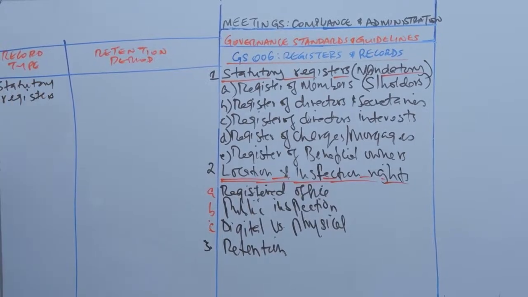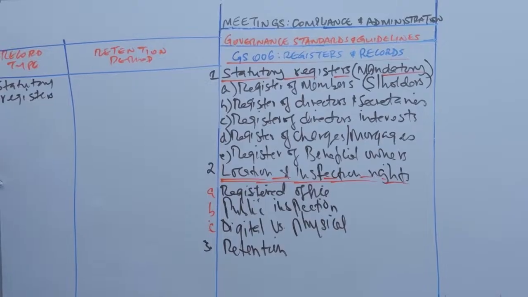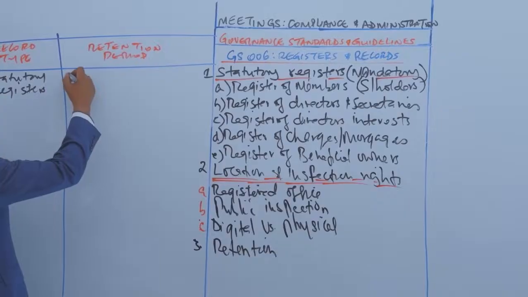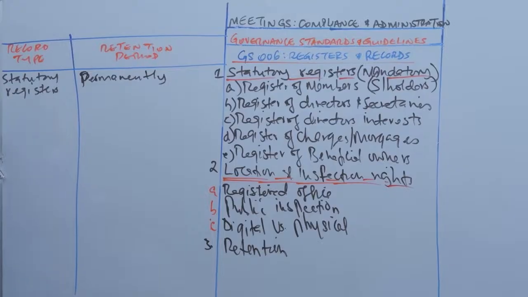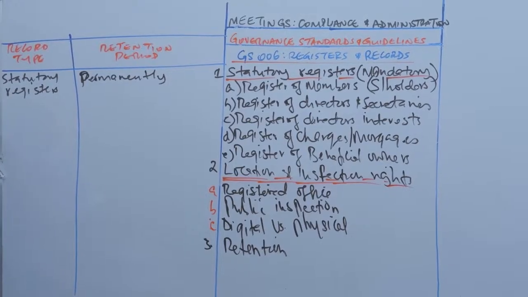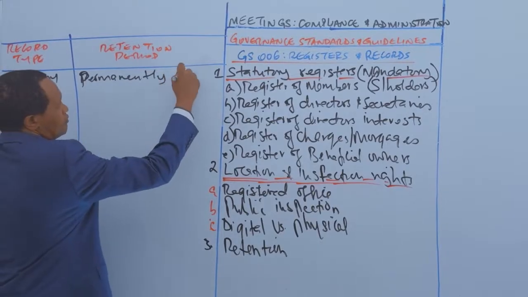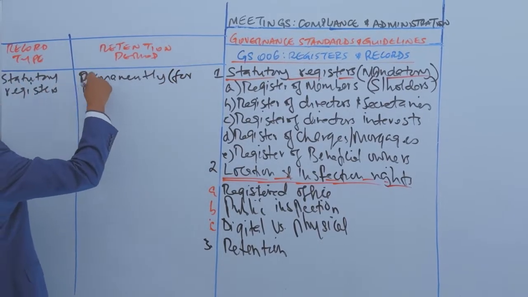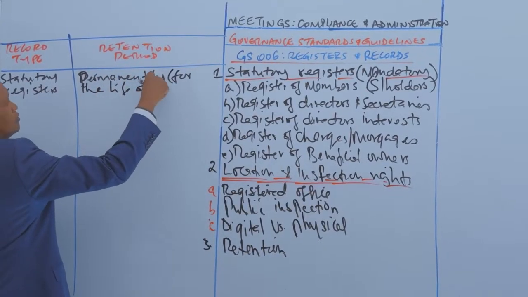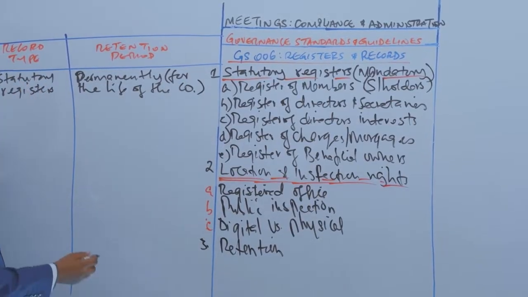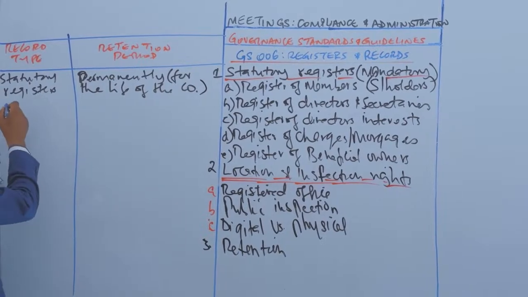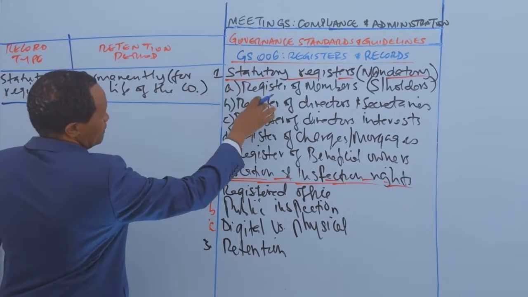The retention period for statutory registers is for life. These records are stored permanently. The record cannot be deleted. It is retained permanently, for the life of the company. Before the company dies, these records must be maintained. That is statutory registers.